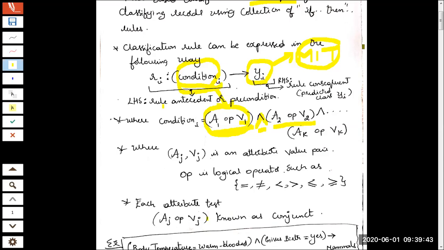So now A2 is uniform. OP is equal to, V is what? Maybe the color or value. So if uniform equal to yes, then maybe we can decide: yes, he is a MITian, he is not an outsider. Now, why I took up this example just now: because yesterday during internals, maybe you have thought about this. A similar type of situation was given. So this is how you identify attributes and values.